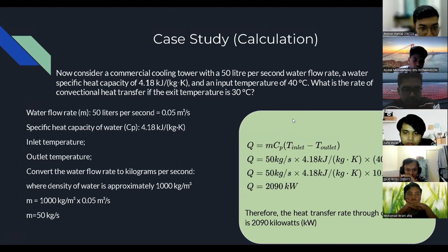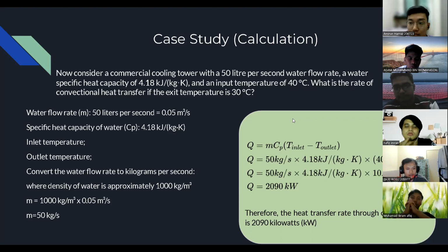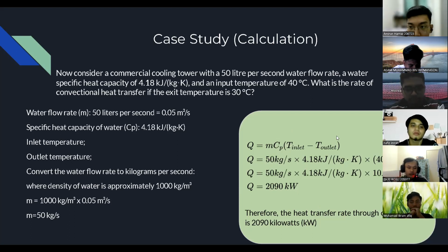So first of all, we list all the things that have been given, and change it to suitable variable, like water flow rate. From 50 liter per second, we change it to 0.05 m³/s. Then by using all the variables that have been given, using the formula which is Q equal to m cp (T inlet minus T outlet), and putting all the values, we get the value of 2090 kilowatt, which is the heat transfer rate for the question. So I think that is all for our group about cooling tower and refrigerator. Thank you.